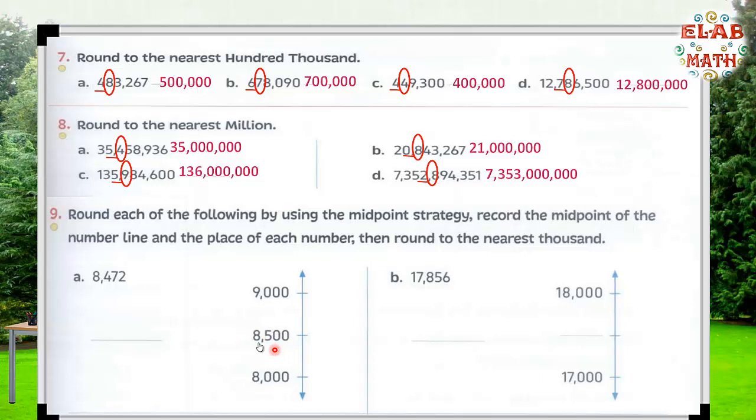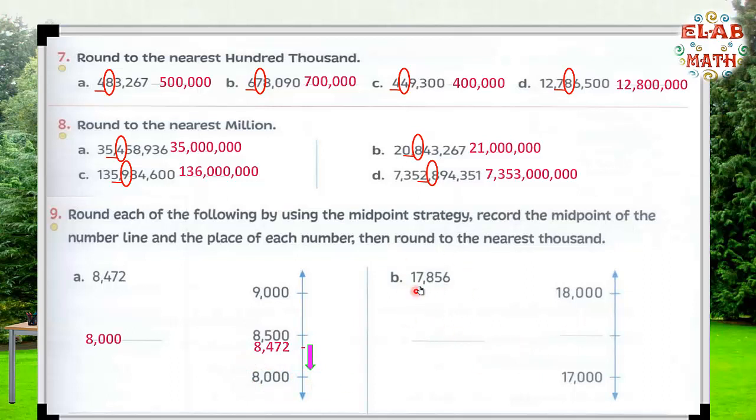After that, we want to represent this number on the number line. We have here 8,472. Is 472 less than 500 or more than 500? Less than 500. That means you should put your number here in this place. Less than the midpoint means you should round down. Round down, you should write 8,000.